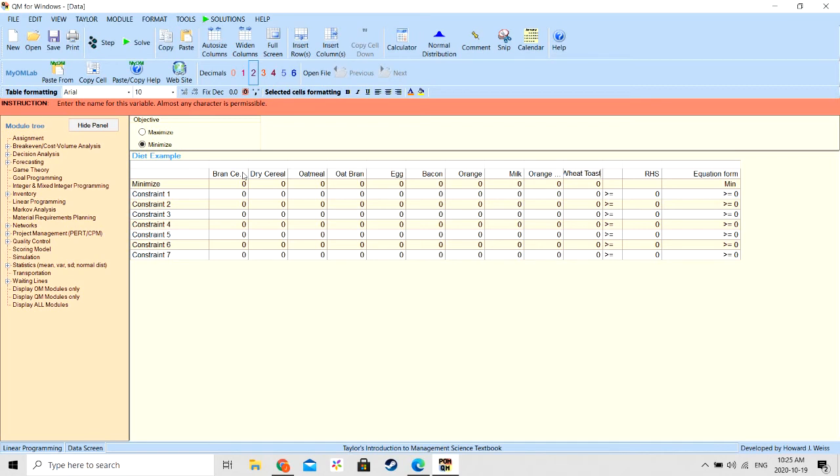Okay, I've entered all my titles here. Essentially, I've listed all 10 possible breakfast choices, from bran cereal to oatmeal, eggs, orange juice, and wheat toast. All of the 10 possible options. And as I said, we're trying to minimize costs. So now, for each of them, we have to enter our costs. So please bear with me while I do that.